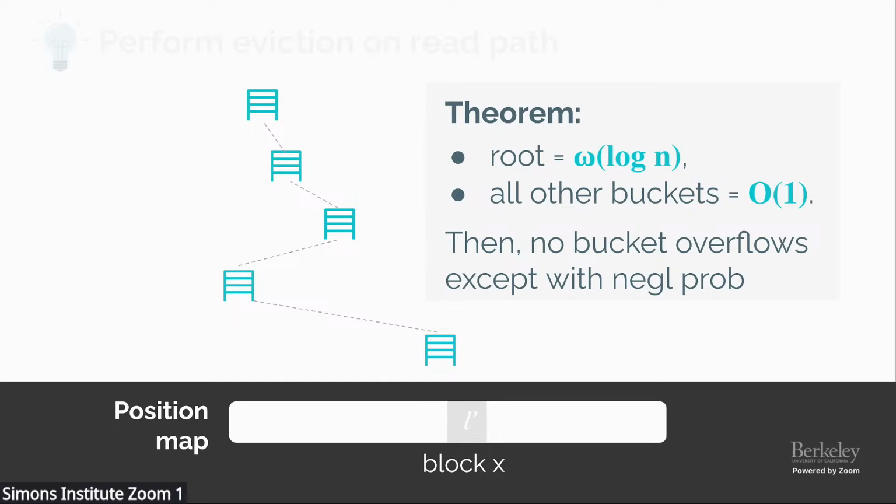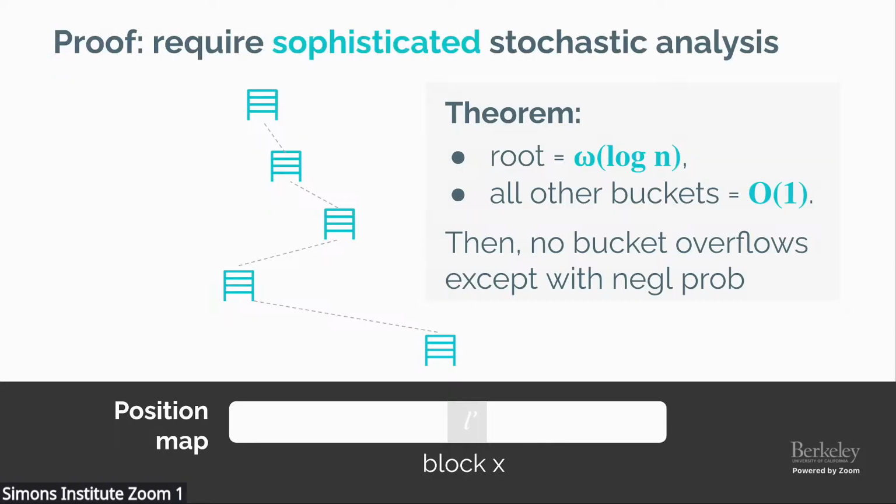To prove that the scheme actually works, we have to prove that with this eviction process, there's not going to be overflow, except with negligible probability. Indeed, we show that if the root size is super logarithmic, and every other bucket is constant size, then except with negligible probability, no bucket will ever overflow. The proof is sophisticated. I will not try to cover the proof in this talk, but I think it's fortunate that the proof was sophisticated, because otherwise reviewer B would have said, your paper is trivial, and rejected it.